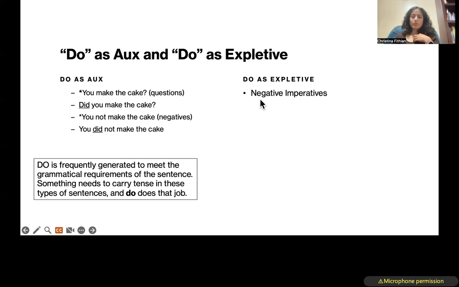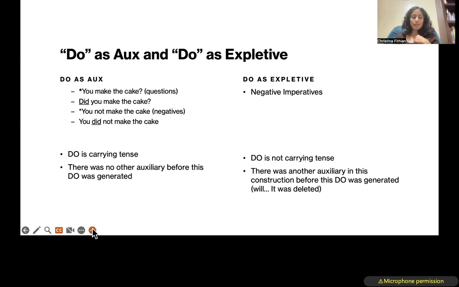However, with do as an expletive, as we saw with the negative imperatives, we call that an expletive. Well, what's the difference between these two do's? In this instance, do is carrying tense, and there was no other auxiliary before this do was generated. Now, when do is an expletive, in this case of negative imperatives, do is not carrying tense, and there was already another auxiliary in this construction before do was generated, and that was will, right? You will not wear black to the dance. We deleted you will. We were left with not wear black to the dance, and we had to add do, but there was already will beforehand. And that's why we're going to write negative imperative do as expletive and not as an auxiliary.